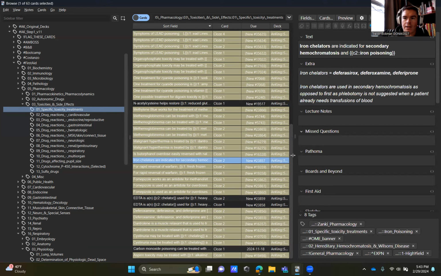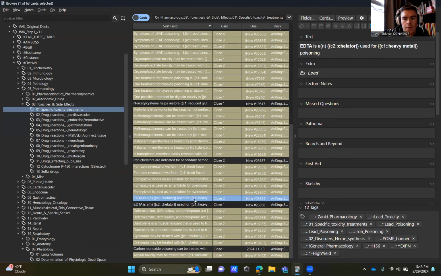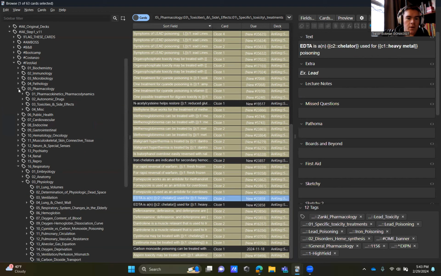And then you want to grab the iron chelators card here, and then these two down here for EDTA, which is an iron chelator or a heavy metal chelator. And that is it for that. I didn't go into the drug reactions or the specific P450 reactions. So we can minimize that, minimize pharmacology.